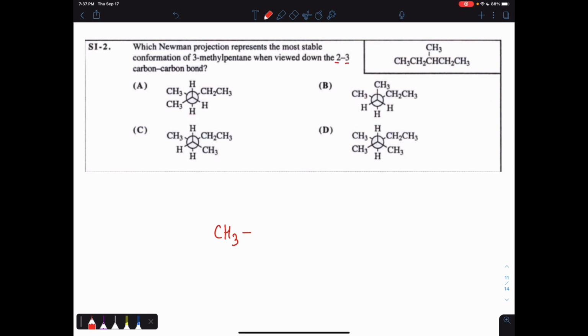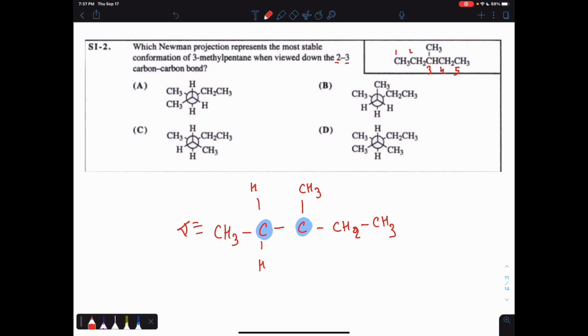So what I usually do is 1, 2, 3, 4, 5. I take carbon number 2 and carbon number 3, and I draw all the atoms attached to them. So I'll have carbon number 2 with 1 hydrogen and then 1 hydrogen. And then on carbon number 3, I have a methyl. Carbon number 4, I have a CH2 and then a CH3. So we're looking at this carbon, and we're looking down from here, right? We're looking from this angle. We're seeing what is attached to it.